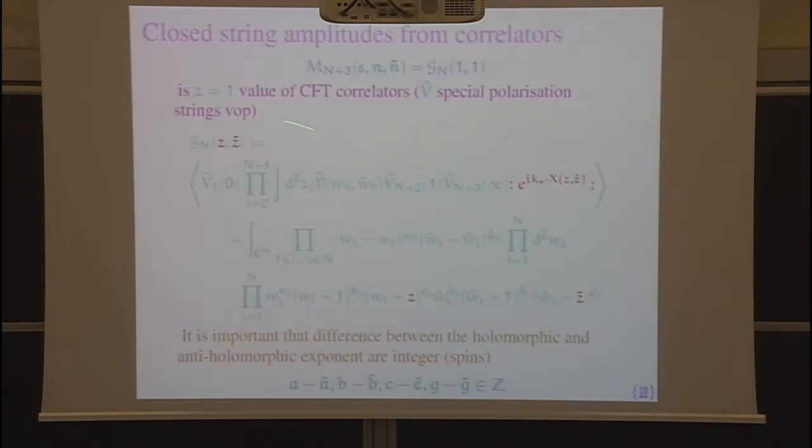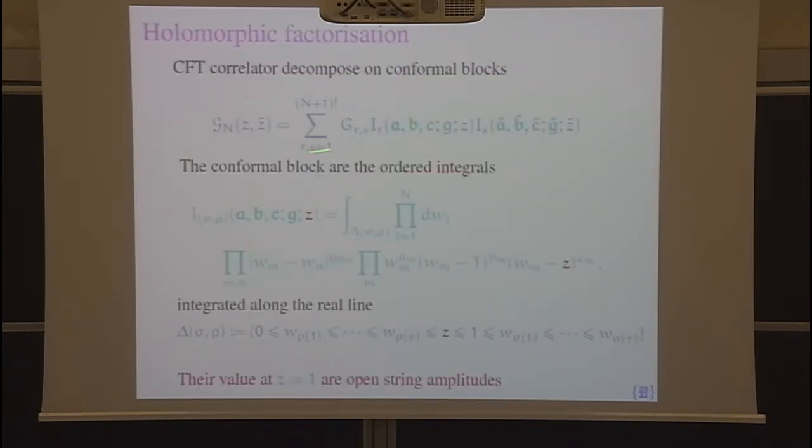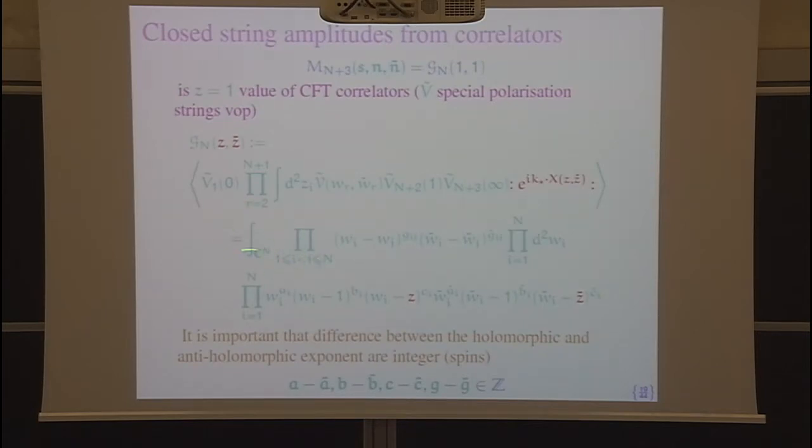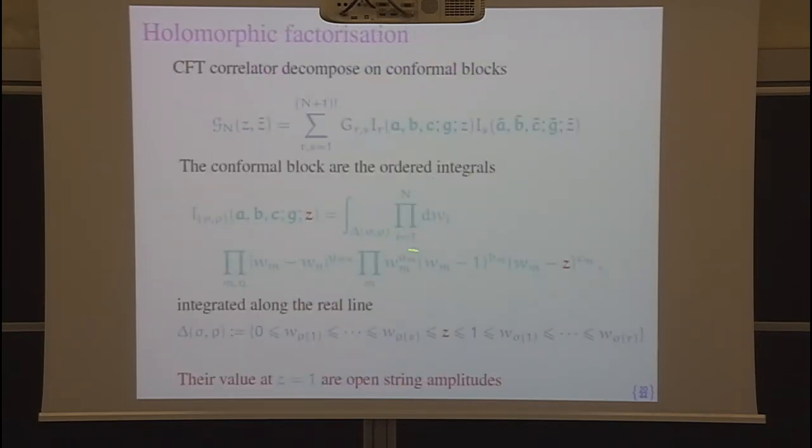Because this is a correlation function, I can just decompose it on conformal blocks. Essentially, I'm splitting this integral over the complex plane into a product of two ordered integrals over the line. So that is my closed string conformal block. My closed string correlator is this sum over left-moving and right-moving conformal blocks with some coefficients.